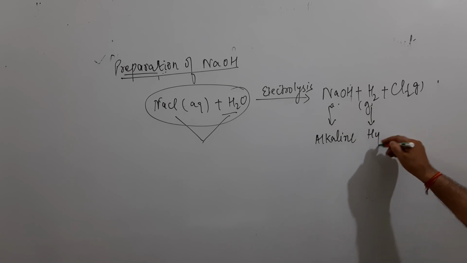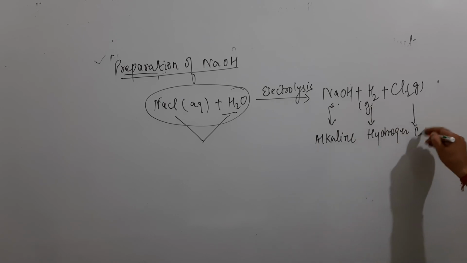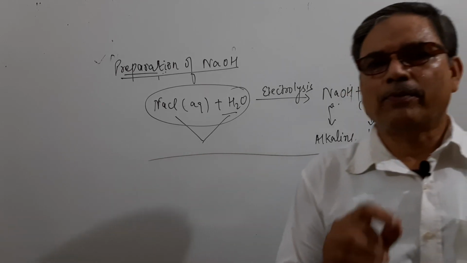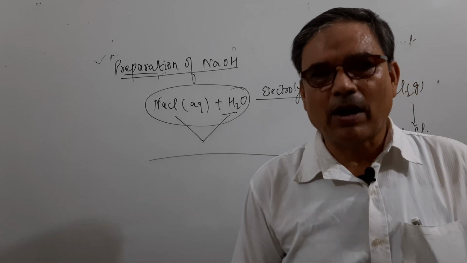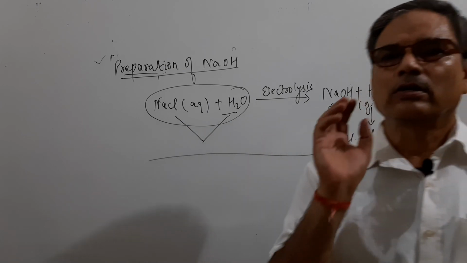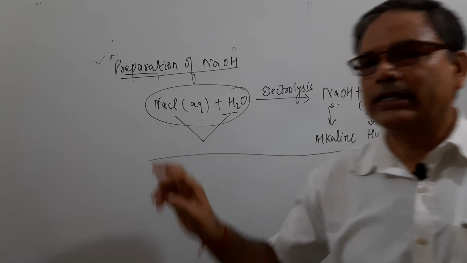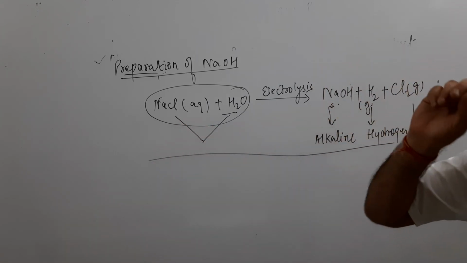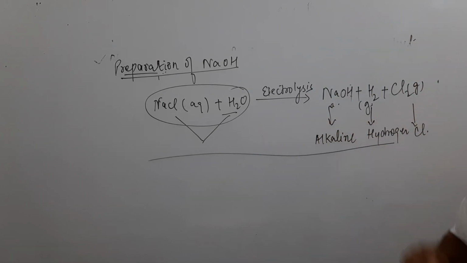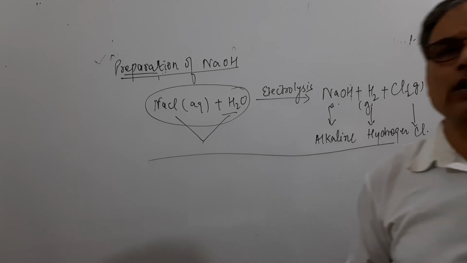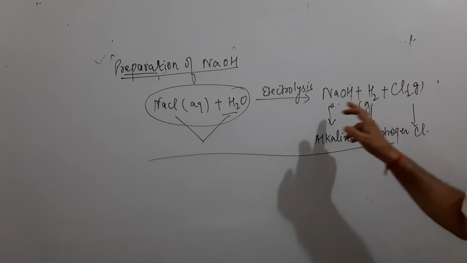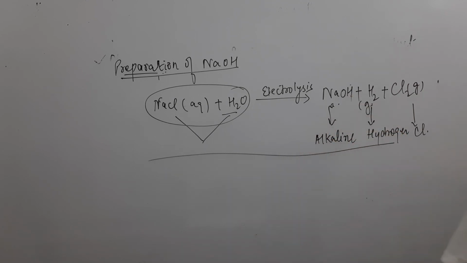This is hydrogen and this is chlorine. This process is known as Chlor-Alkali process. Chlor-Alkali process is the process in which the electric current is passed through a brine solution. Brine solution means aqueous solution of salt. Then the products will be NaOH, chlorine and hydrogen. Why is it called Chlor-Alkali process? Because in this process chlorine is formed and alkali, meaning NaOH, is formed.